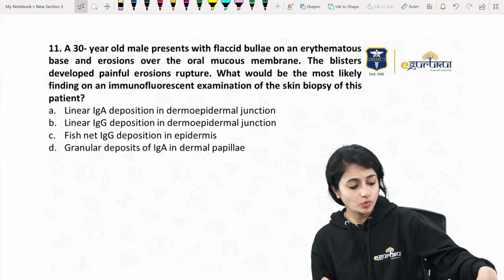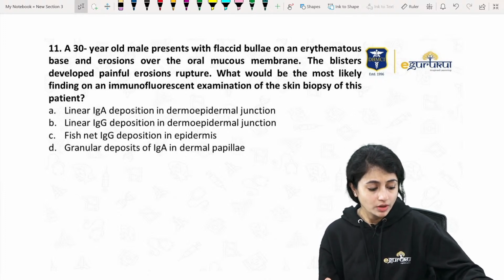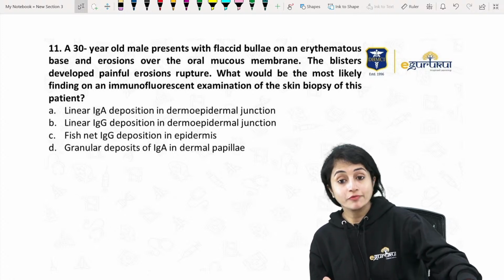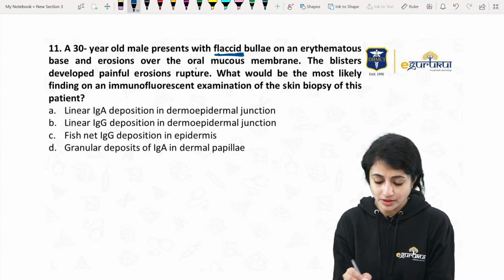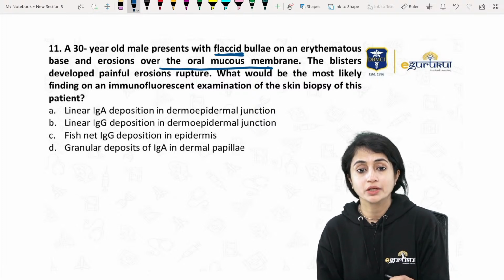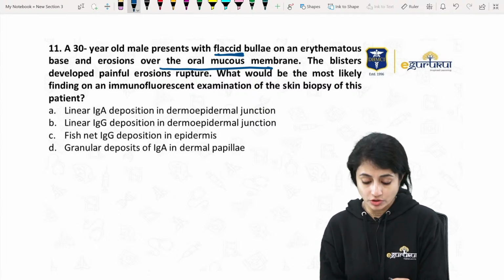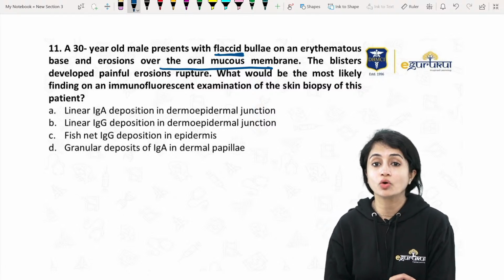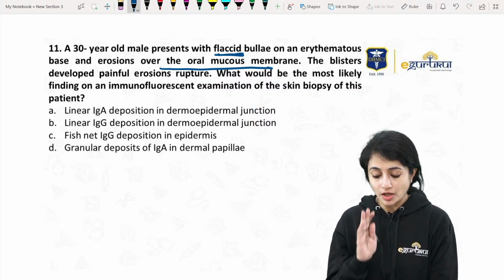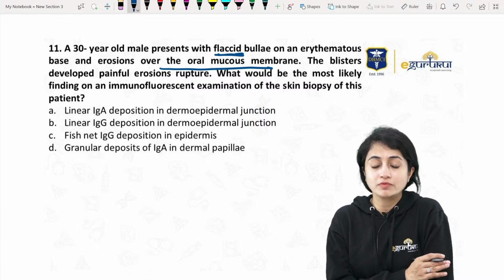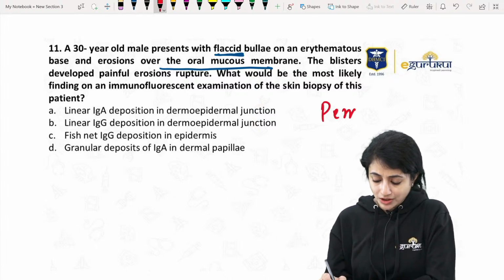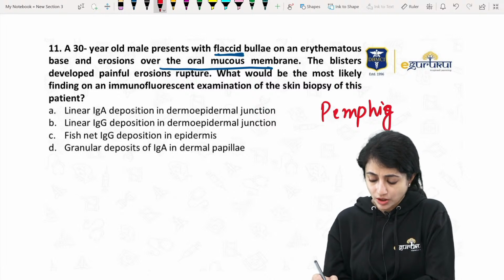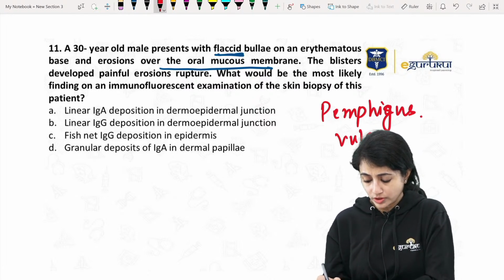Next, another question on autoimmune blistering disorder. A 30-year-old male presents with flaccid bulla on an erythematous base and erosions over the oral mucosa. I have flaccid bulla, I have oral mucosal involvement. The blister developed painful erosions with rupture. What would be the most likely finding on immunofluorescent examination? Now, when you look at this question, based on whatever we discussed, I hope you are able to make out that this time we are talking about pemphigus vulgaris, because I have flaccid bulla and I have oral mucosal involvement.